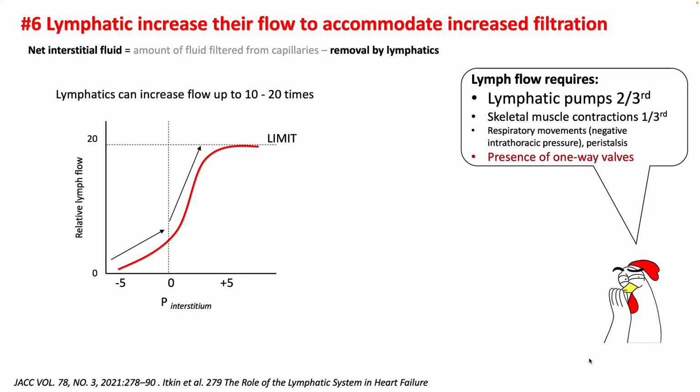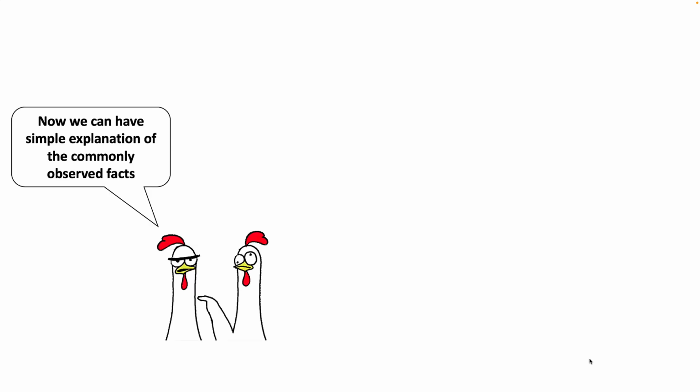Lastly, lymphatics are the vanguard of your filtration. So they increase their flow to accommodate the increased filtration. The lymphatics can increase their flow up to 10 to 20 times to accommodate that increase in filtration from the capillaries. Now we understand what are the different ways that these tissues differ in their edema formation tendencies.